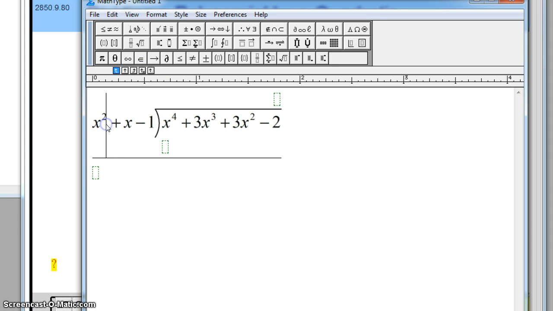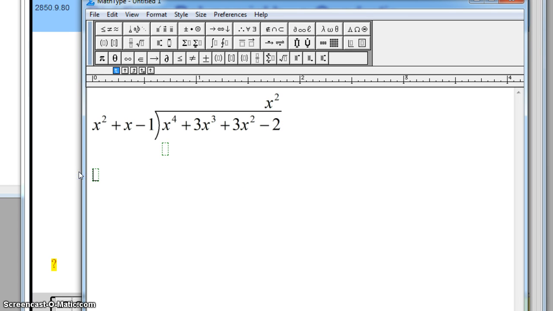So the first step is to ask, how many times does x squared go into x to the fourth? Well, x squared times what equals x to the fourth? Remembering our exponent rules, x squared times x squared is x to the 2 plus 2 equals x to the 4. If you remember your exponent rules, this is pretty easy. When you multiply two x's with different exponents, they add. So we put the x squared up here.